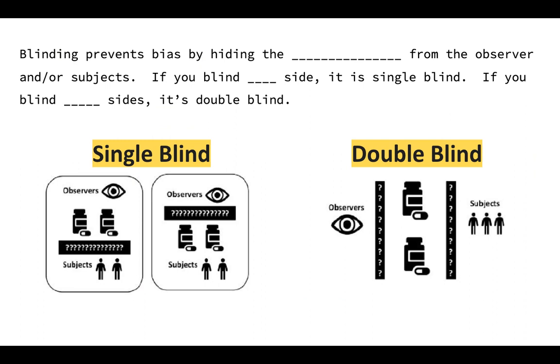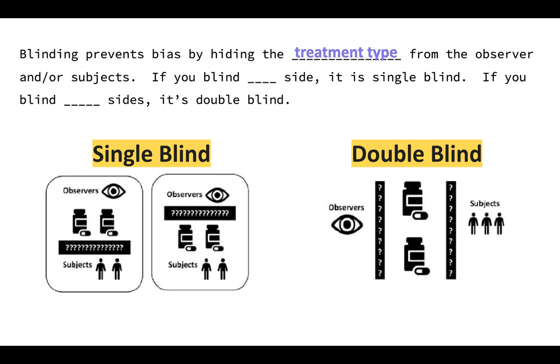The last thing I'm going to talk about in an experiment is something we call blinding. So blinding doesn't mean that we blindfold our subjects. Blinding has to do with preventing bias again. When we do an experiment, the best experiments include some sort of blinding. Blinding prevents bias by hiding the treatment type from the observer or the subject or both.